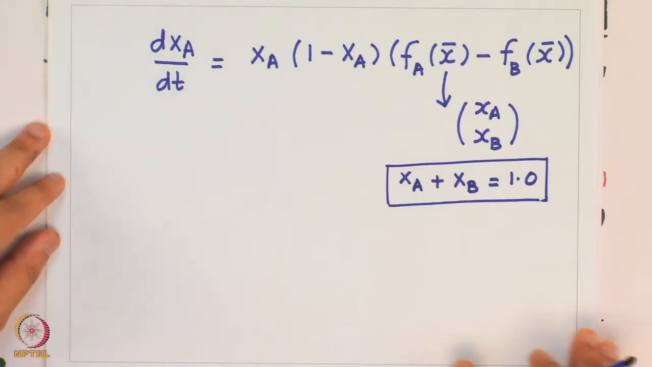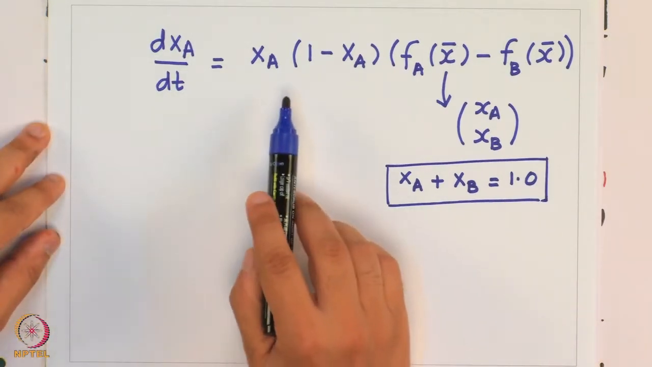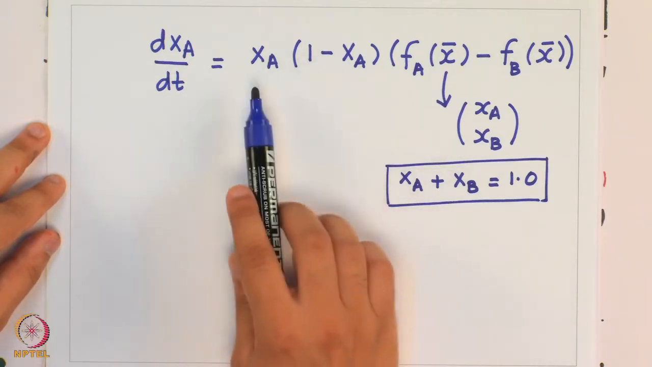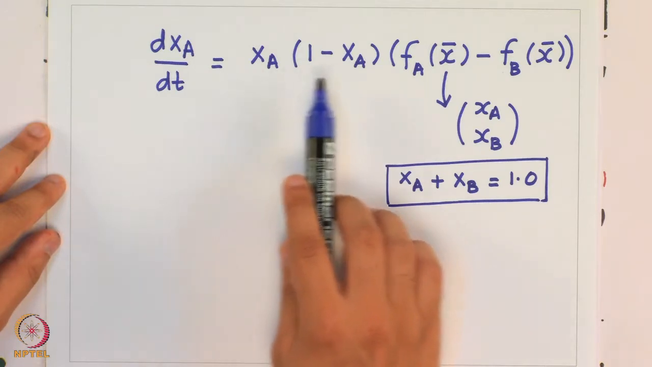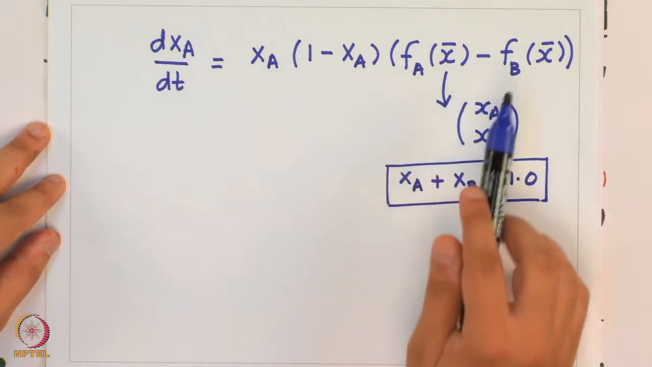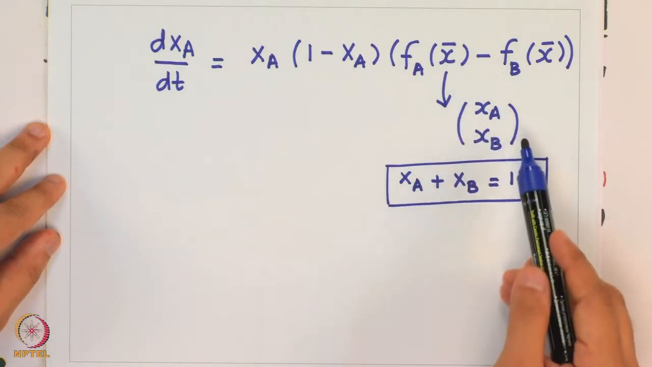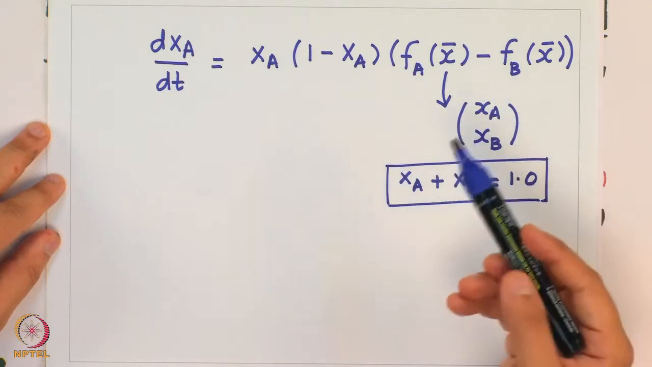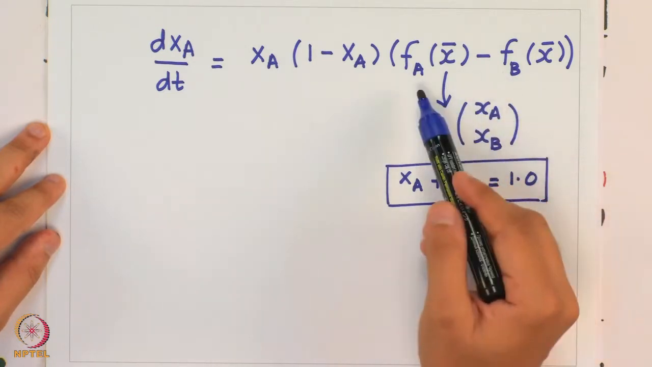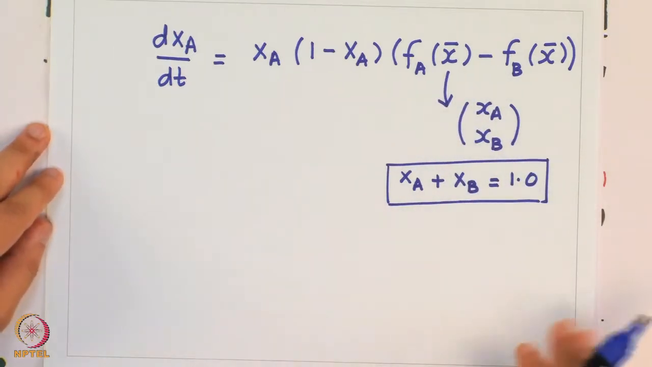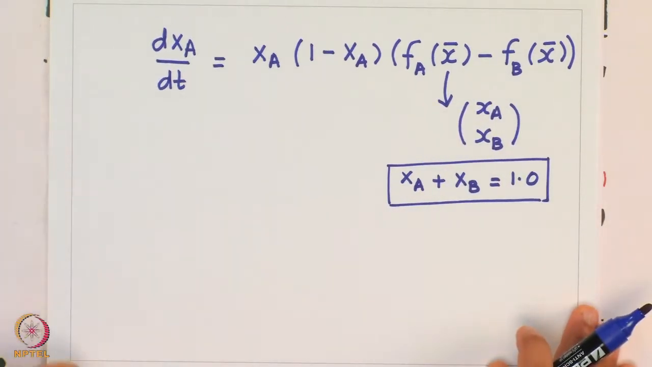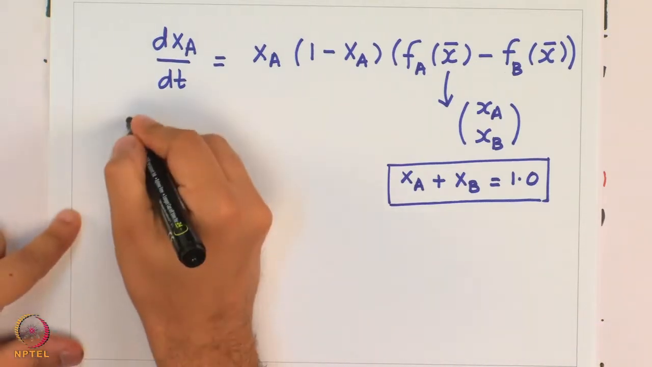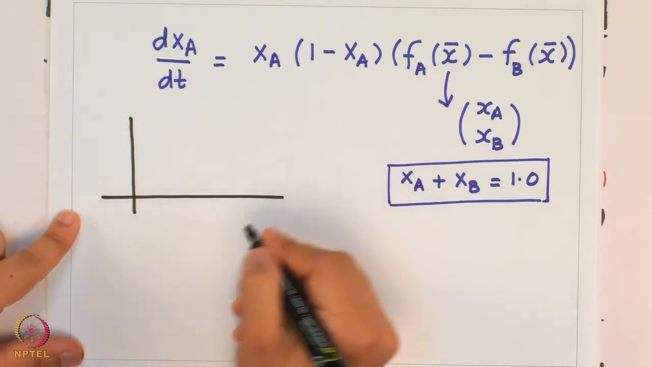And then we had talked about the steady states associated with this system, and the steady states are xa equal to 0, xa equal to 1, which corresponds to no A and all B, and all A and no B, and any particular composition of the population such that fa of x is equal to fb of x, which implies any such composition where fitness of A is equal to fitness of B would also constitute a steady state associated with the system.